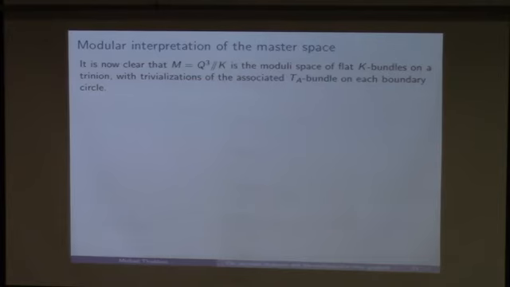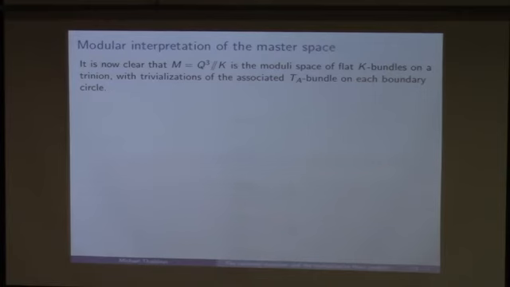So it's clear now that the space I constructed is the moduli space of flat K bundles on the trinion, together with trivializations of the associated torus bundle of the centralizer of the holonomy on each boundary circle. That is, again, in the case of the unitary group, I look at the holonomies around the boundary, I look at their eigenspaces, and I trivialize their determinant lines.